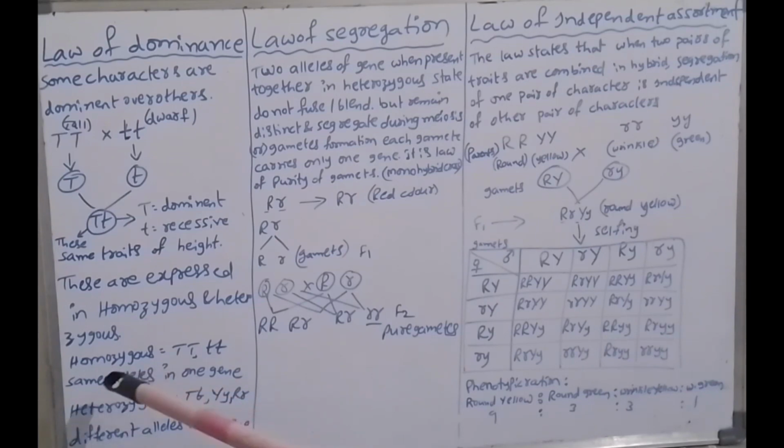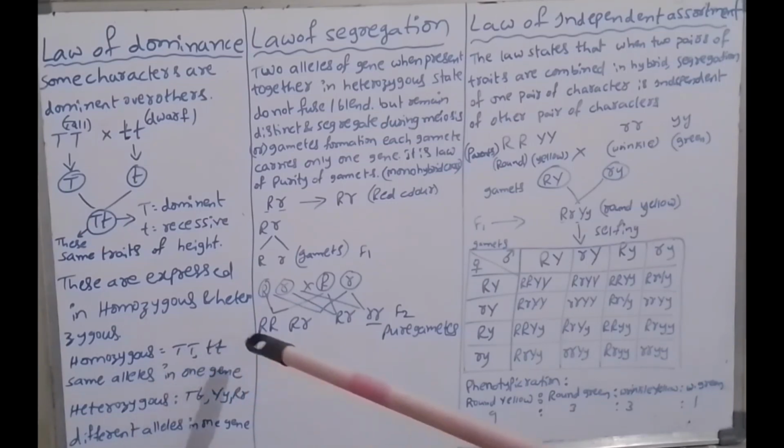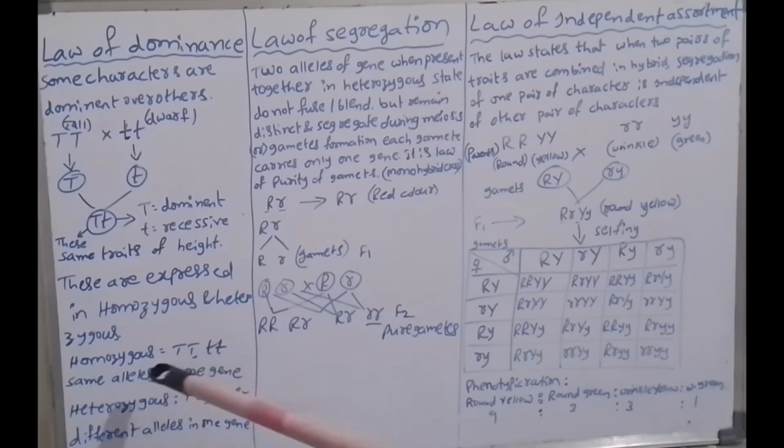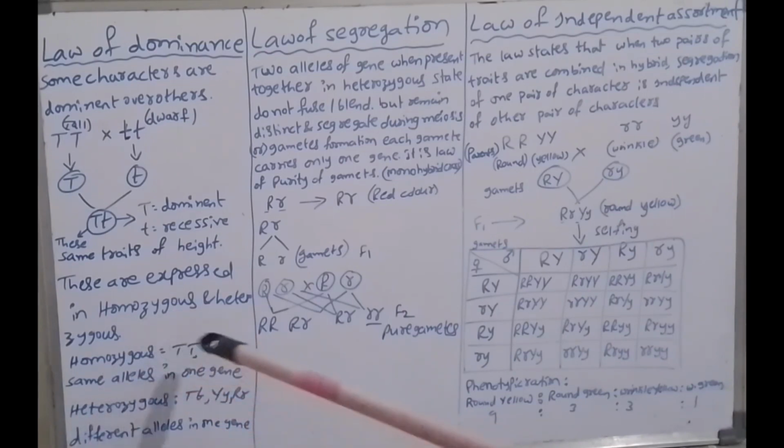Homozygous means same alleles in one gene. See here, capital T or small t. This is called homozygous: same alleles in one gene. Heterozygous means different alleles in one gene. See here, capital T, small t.